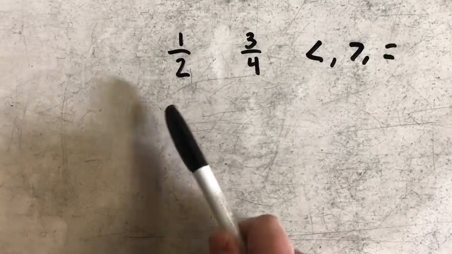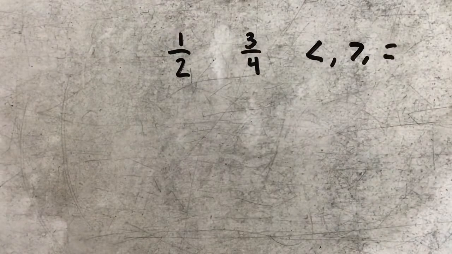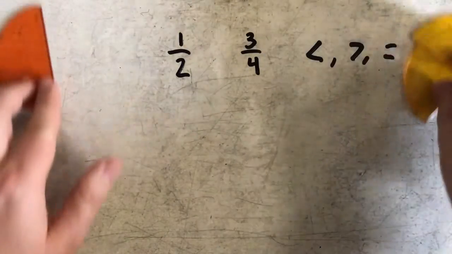And in order to compare these two fractions that I have here, I can't use place value like I would in a whole number, because as we know, fractions are actually parts of a whole. So I can't use place value, but there are a few different ways that I could compare these two fractions. The first would be to simply use models.